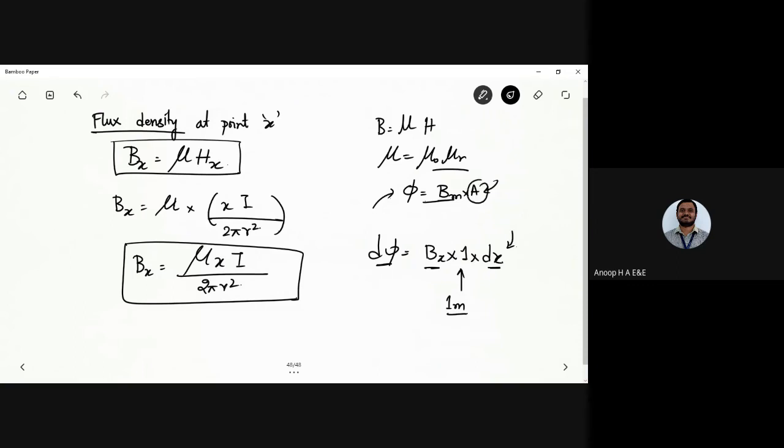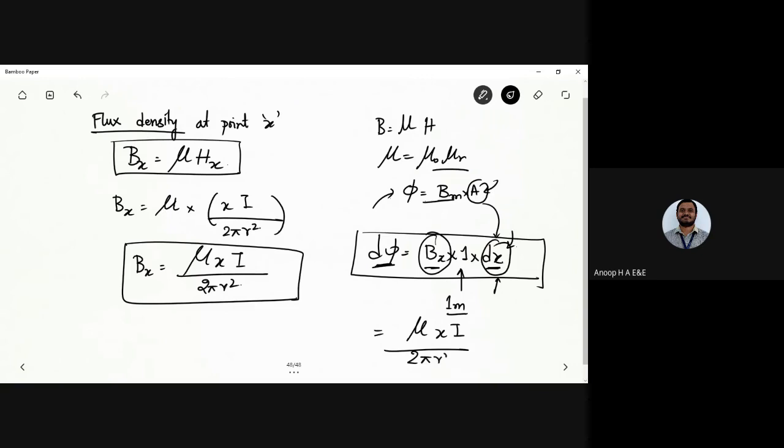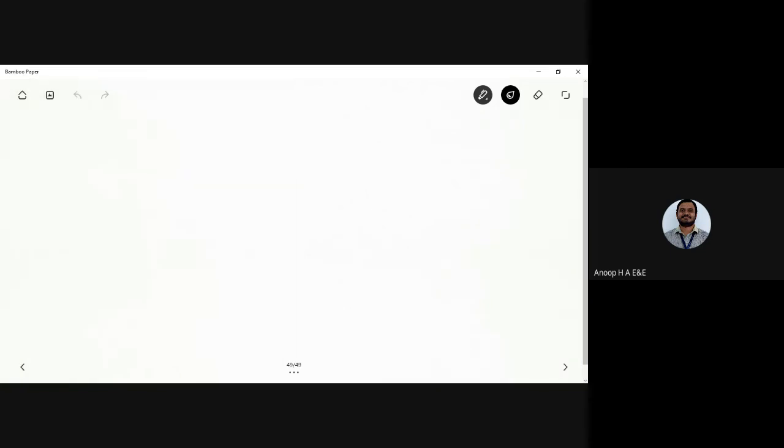Okay, so now this area, for the transmission line conductor, is said to be a small area, that is dx there. So this is Bx, and this is a small flux which has been developed. On a similar basis, we got d phi equal to Bx into 1 into dx. Now what I need to do is substitute for Bx, that is mu into x into I divided by 2 pi r squared into dx, that is d phi.